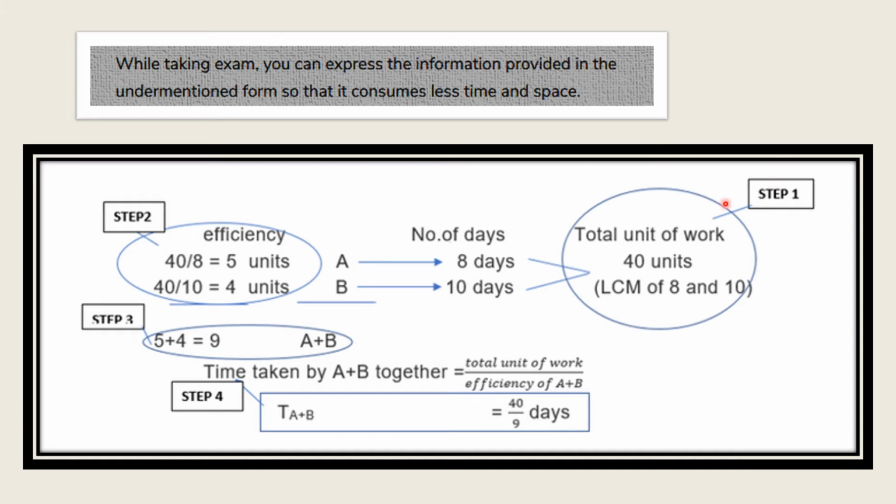Then we will go to first step. In first step we have to remove the LCM of 8 and 10, that comes around 40, that is our total unit of work. Then we'll move to step 2.